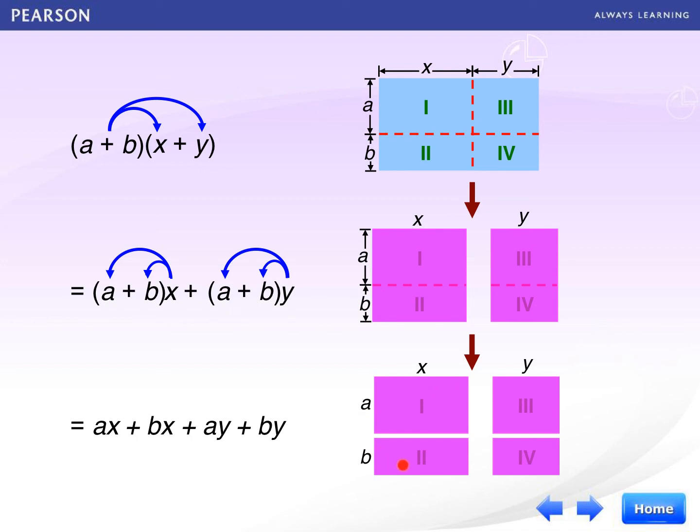Now split the rectangles one more time. We can get area of ax, area of bx, area of ay, and area of by. So the area is this. Therefore, we can say that bracket a plus b times bracket x plus y equals ax plus bx plus ay plus by.